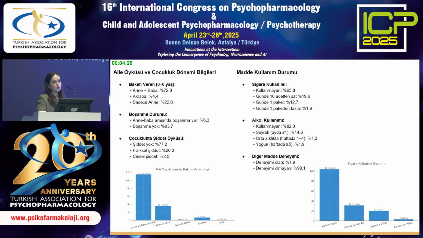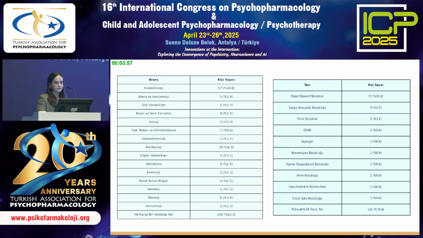Smoking status, non-user 65%, and less than 10 was 19.6%, one pack a day 12.7%, more than one pack was 1.9%. Alcohol usage, non-users were 82.3%, rare, less than one per month was 14.6%, minimum level 1 to 4 per week 1.3%.